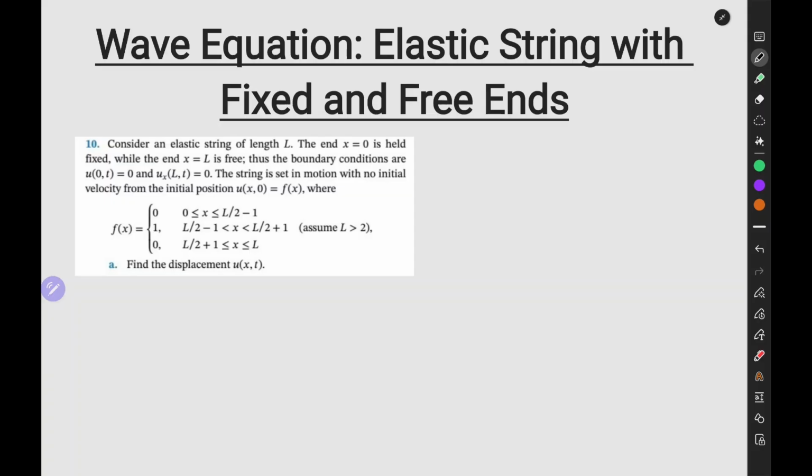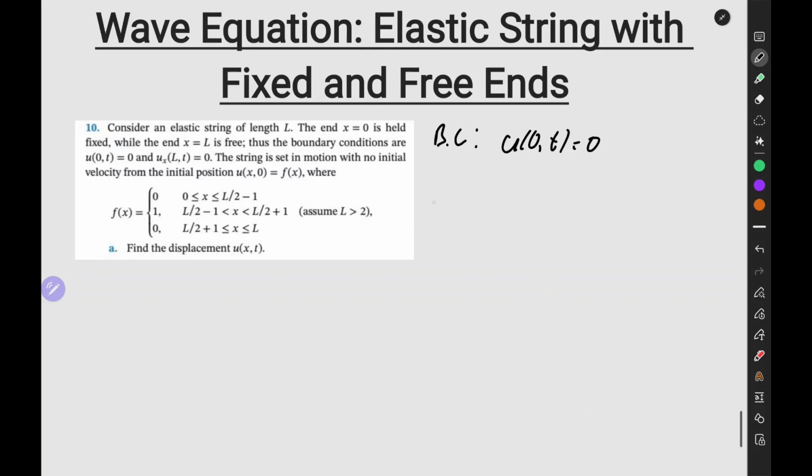So our boundary condition would be our fixed end, right? This is displacement 0. We have a non-fixed end. So what does that mean, non-fixed? Well, that means the wave isn't going to end at the end of the rod.